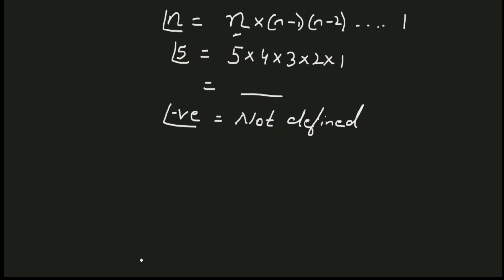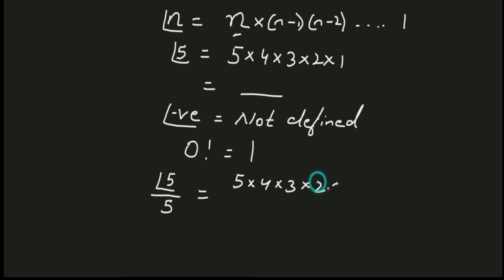Friends, do you know the factorial of 0 is equal to 1? The factorial of 0 is equal to 1. We can prove the result. So let us prove the result. To start with, we find the factorial of 5 first and divide it by 5. So factorial of 5 would be 5 into 4 into 3 into 2 into 1 divided by 5.